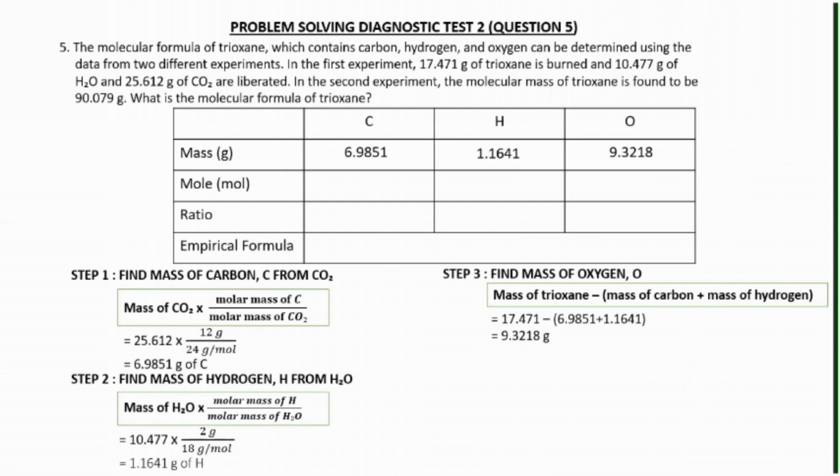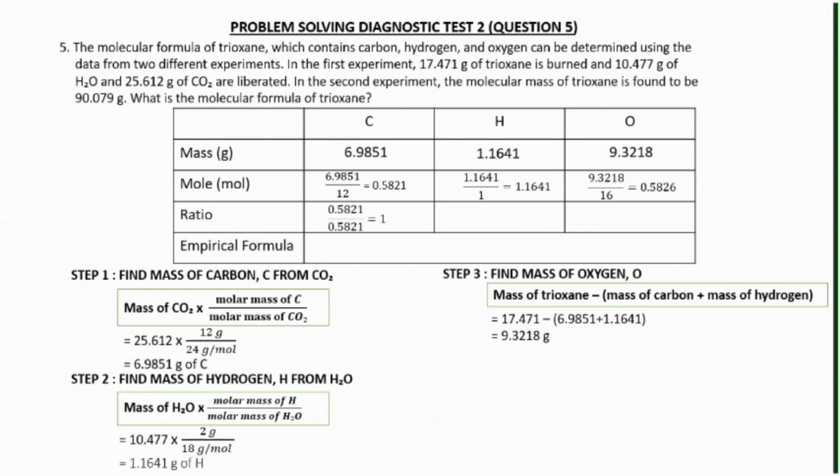So the second step is we need to find the mole. This is how we find the mole: mass divided by molar mass. And then we get 0.5821 for mole of carbon, and then 1.1641 divided by 1, we get 1.1641 mole of hydrogen, and then 9.321 divided by 16, we get 0.5826 mole of oxygen.